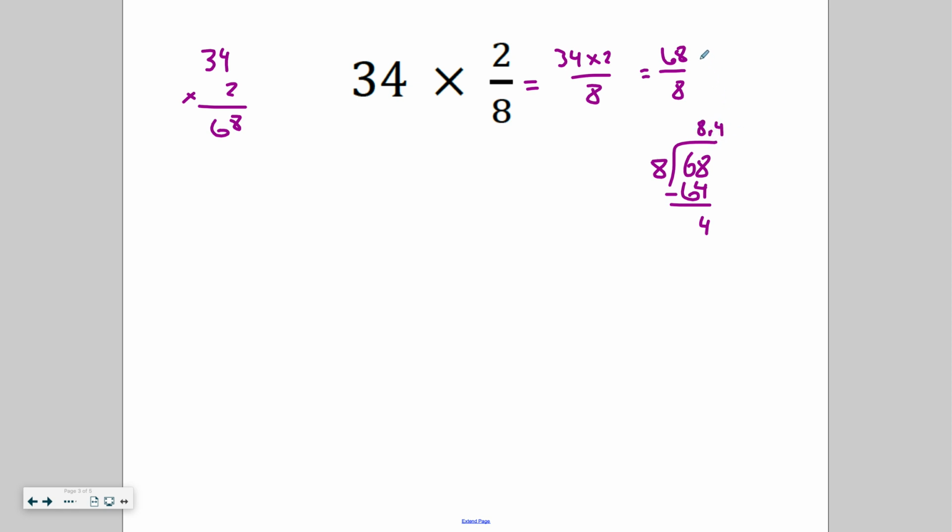So now this is how I'm going to turn this into a mixed number. 8 is my whole number. 4, my remainder, becomes my numerator. That's what I meant to say. And then I keep my denominator of 8. 8 and 4/8. The other option is, like I said before, to count by eighths.